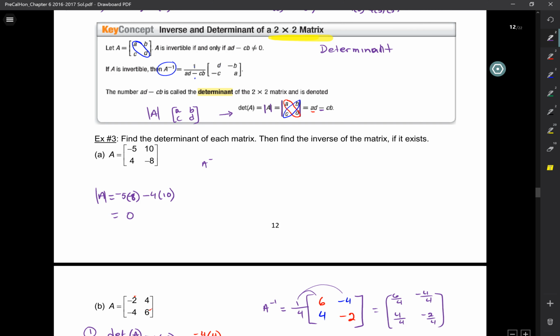To find the inverse, remember how we said we had to do 1 over the determinant times the other stuff? Well, 1 over 0 can't work. So when you get a determinant of 0, we say this is singular, which means it has no inverse. Okay? Best case scenario. All right.